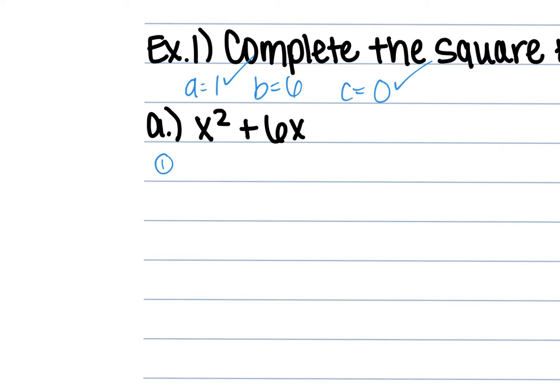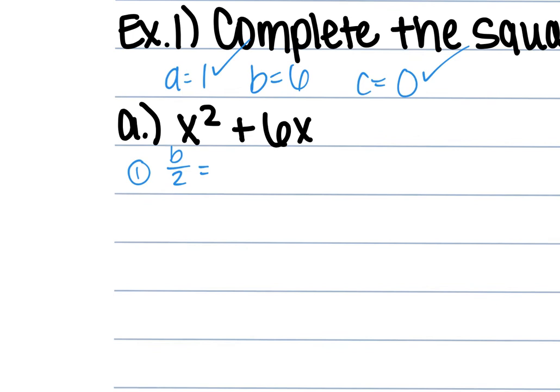Sophia? B over 2. B over 2, where our B is 6, so we're going to put 6 over 2, which is 3. Please, please, please highlight the 3. That is very important, okay? We're going to make a connection at the end. Step number 2.